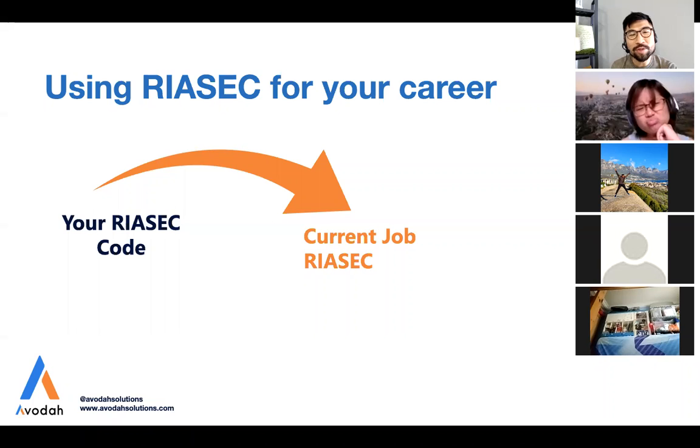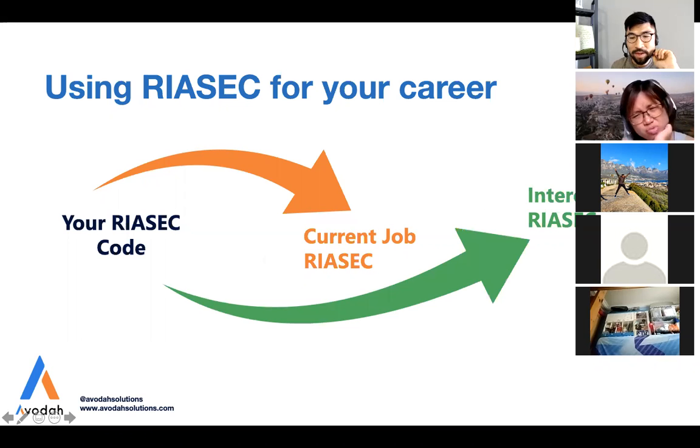But how do you derive a RIASEC for your job? And everybody's job is different. So how do you compare that? I'll teach you how to do that very easily. The second thing that you can do, you can also use your RIASEC code to compare against interesting jobs. Same thing, looking at what's interesting, deriving the RIASEC from that and comparing it to find the fit with yourself.